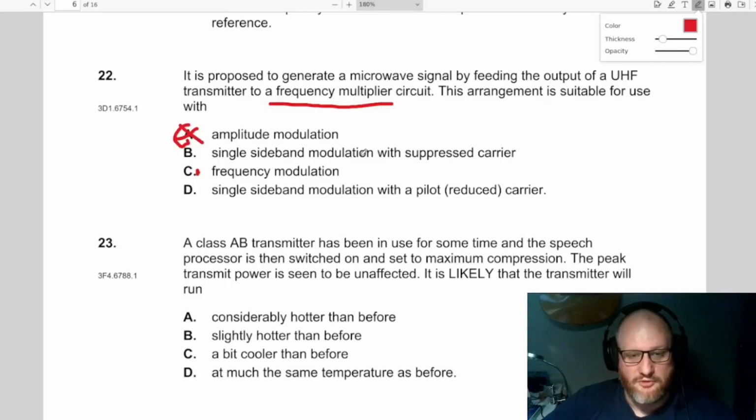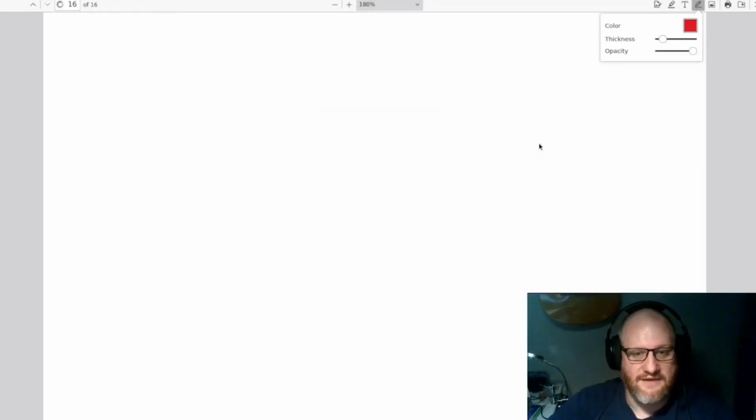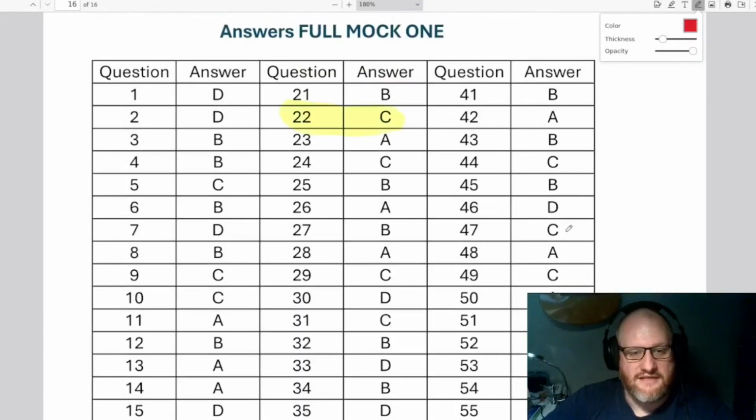Single sideband modulation is effectively amplitude modulation as well. That's not going to work. We've discussed that frequency modulation could work, and we've got single sideband modulation with a pilot, which is also amplitude modulation. That's also not going to work. So that leaves us with option C as our most reasonable answer. Again, let's skip down to the answers, see if that makes sense. And yes, we can see that for question 22 we've got option C.